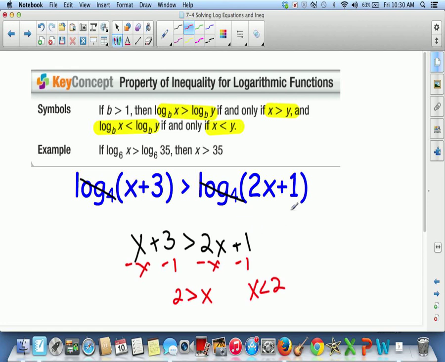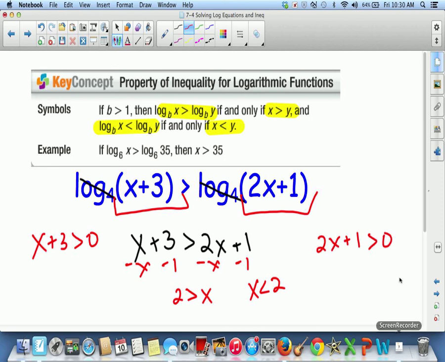Now we're not done yet. What else do we have to do? Plug it back in. These have to be greater than 0. So here are the other portions of your inequalities that you need to solve for. So go ahead.